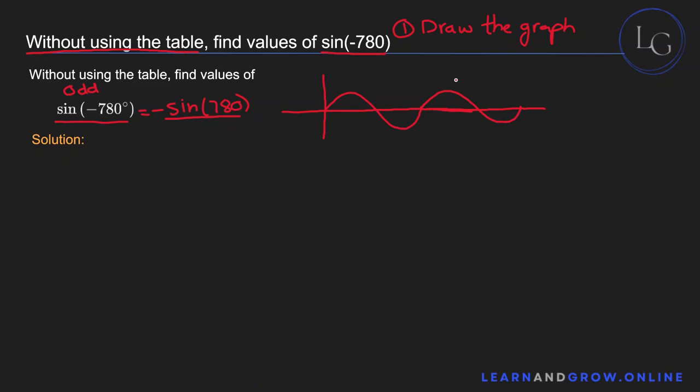And so 780 means 720 plus 60. So basically it's more or less around this particular point, right? Let's just complete this cycle as well, which means that 780 is at this particular point, more or less. So this is 780 degrees. We do not know what the y value is, it must be somewhere around here, less than 1, because that's the maximum. We do not know what it is.